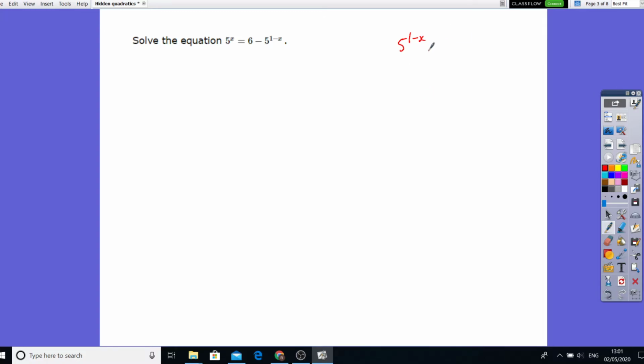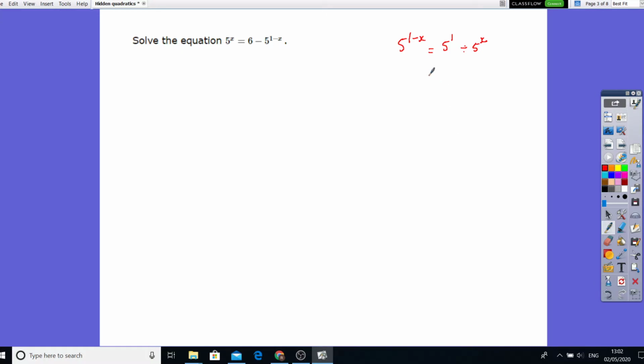Well, that just means that's the same as 5 to the power 1, which is just 5, being divided by 5 to the power x. So that's the first one to make sense of this. So that means 5 to the power 1 divided by 5 to the power x. Now the reason why that works is divide means you subtract the powers when the base is the same. So this will turn out to be 5 to the power 1 minus x, which is that.